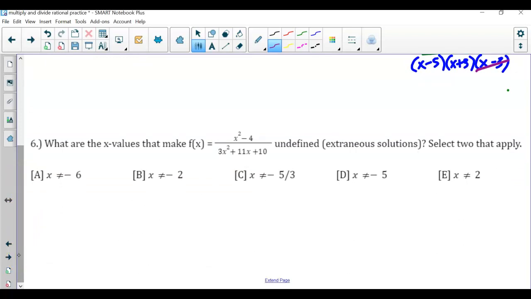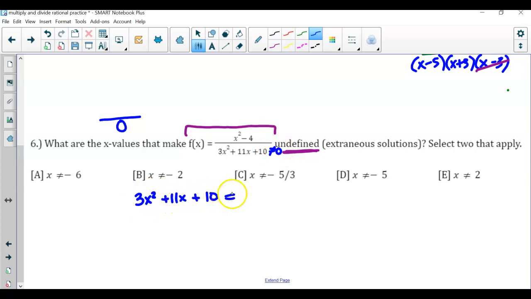Question number 6 was asking, what x values make this rational expression f of x undefined? So, or extraneous solutions are the extraneous solutions, and we're selecting 2. You have to remember what makes a fraction undefined. Any value, it could be any number, any variable, but you cannot divide by 0. So our denominator, the original denominator, cannot equal 0. So we are basically solving 3x squared plus 11x plus 10, but not equal to 0. And then we can solve this by factoring.